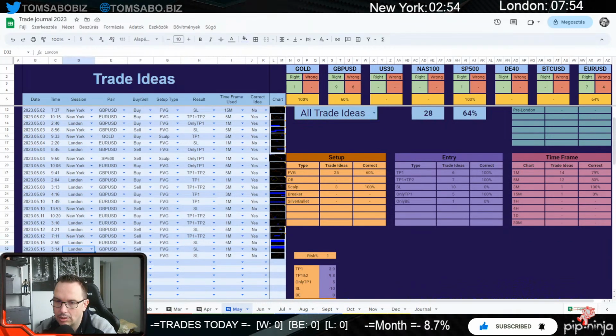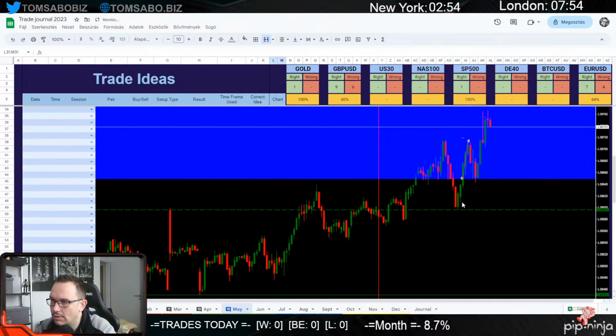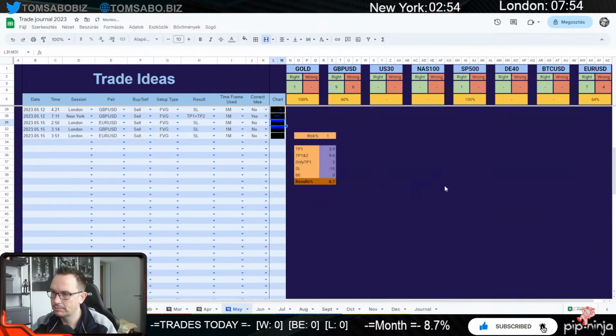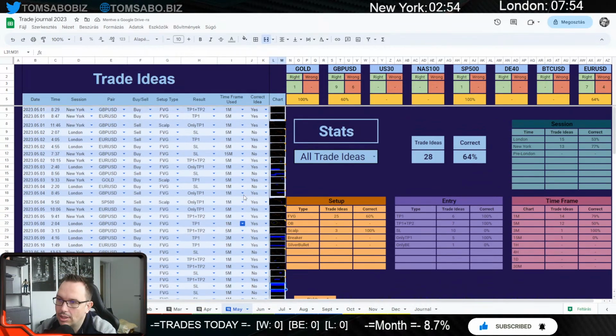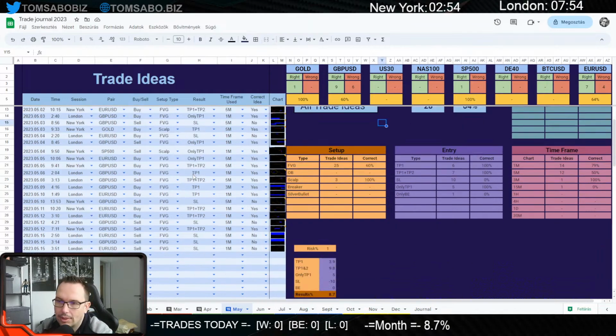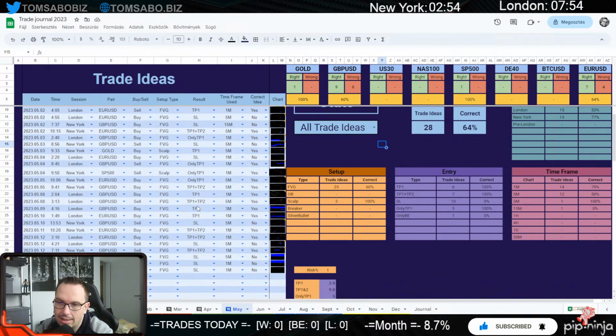All the stop losses occurred in the London session. I journal everything. This was the first stop. I was trying to short euro dollar London open. Didn't really turn out. Anyway, as you can see, I had 28 trades this month, 64% correct ideas. Some of them reached TP2, some stop losses, some only reached TP1. I'm using ICT entries, most likely the classic.